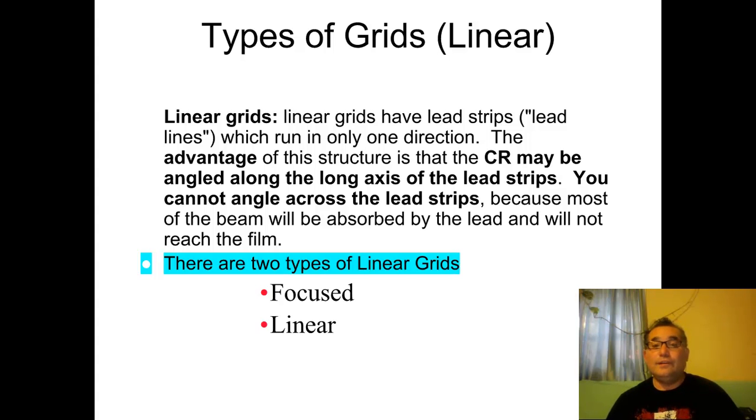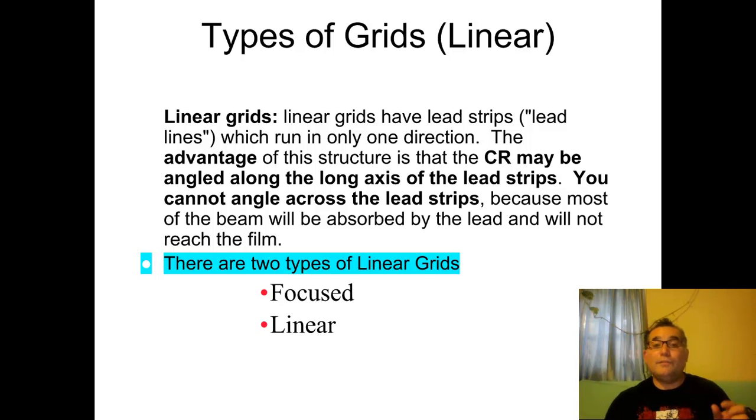The advantage here is that our central ray can be angled along those lines. What cannot happen, though, is that if you go against the long axis of the lead strips and angle towards any of those lead lines, then we would be pointing photons directly at a line. They would then be absorbed, and our percentage of scatter being absorbed along with transmitted photons would increase, leading to an incredible loss of density. Right? This is one type of what's known as grid cutoff.